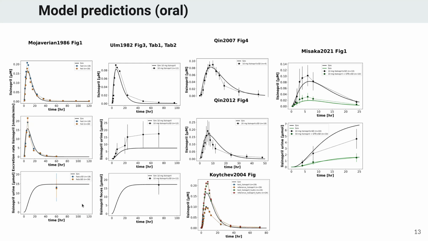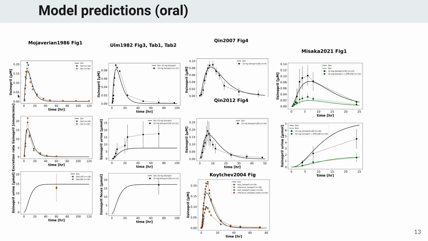On the other hand, we have much more data on the oral application of lisinopril. So these are the simulations for a subset of the oral data, and the model is pretty good in predicting the lisinopril time courses after different doses. For instance, here in Moyaverian, Ulm, Quinn 2017, Quinn 2012, Misaka also. Kochev is not so nice, but for most of the data sets, if we just simulate with the model, we're in pretty good agreement.